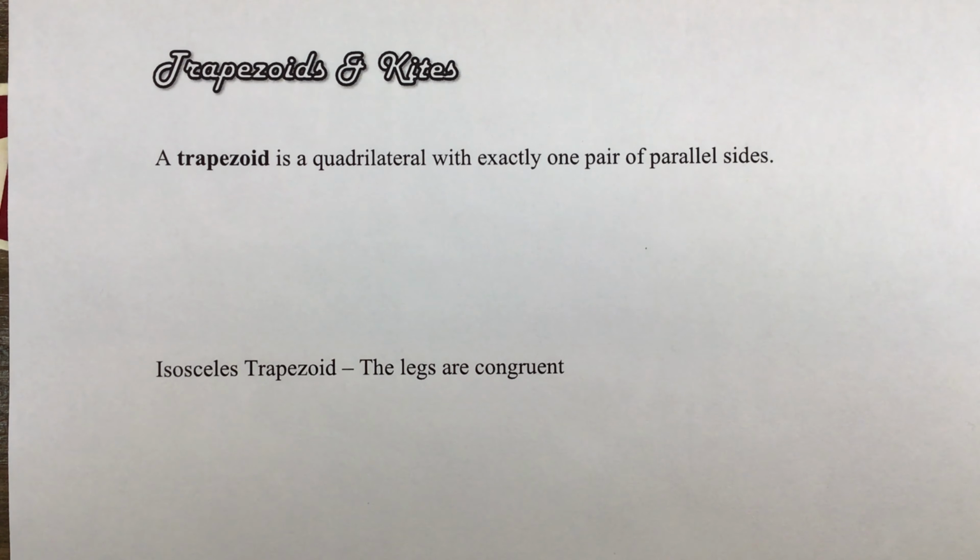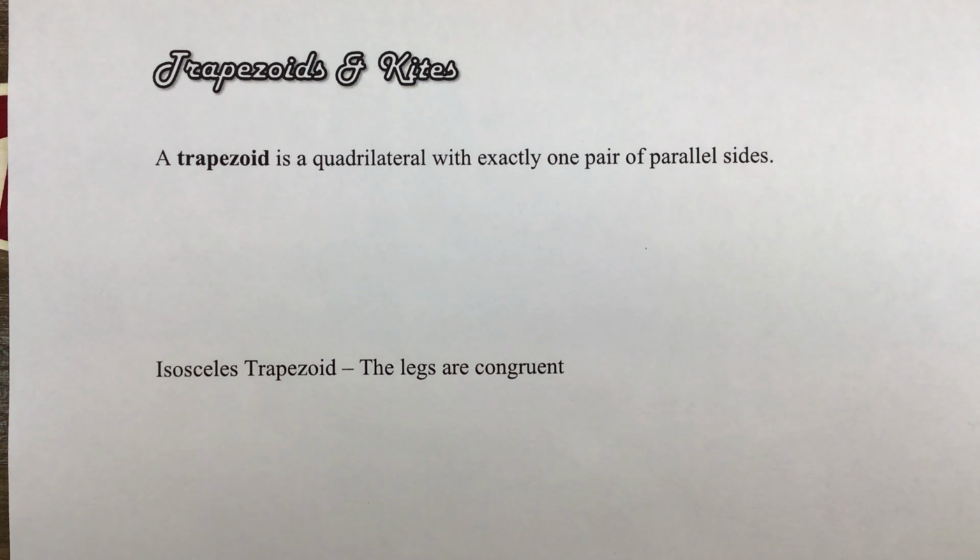Trapezoids and kites. What we're going to be looking at here are two other quadrilaterals that are not parallelograms. They do not carry the properties that parallelograms carry. They have their own unique properties, and we're just going to take a look at those. A trapezoid is a quadrilateral with exactly one pair of parallel sides.